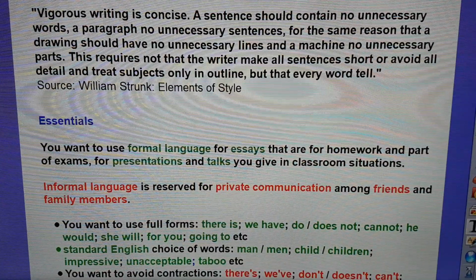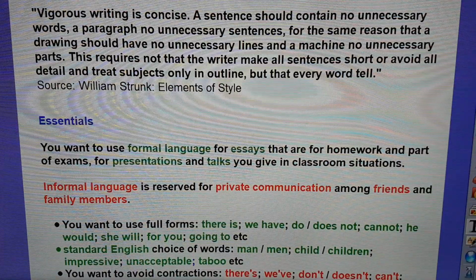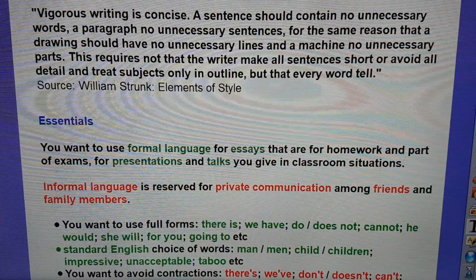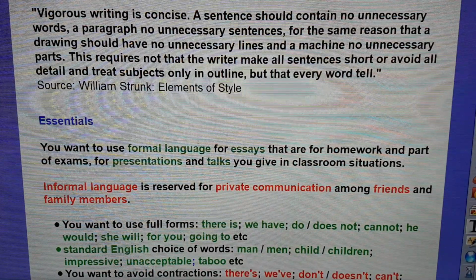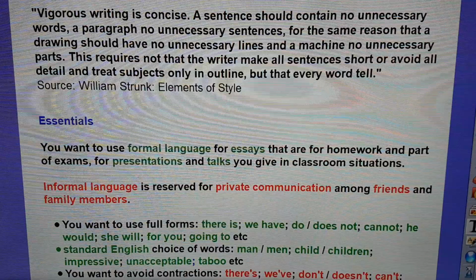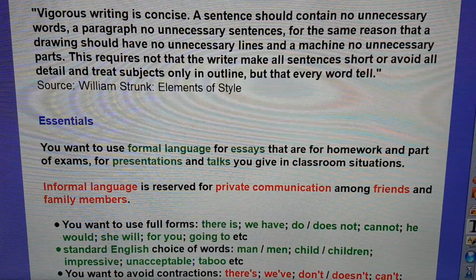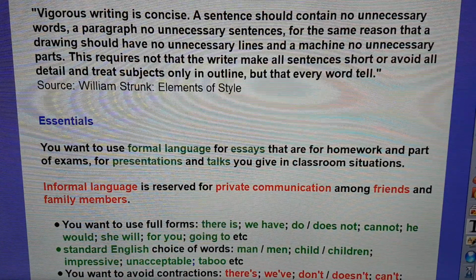This requires not that the writer make all sentences short or avoid all detail and treat subjects only in outline, but that every word tell, is meaningful.